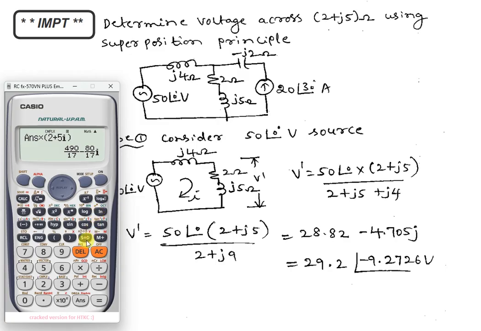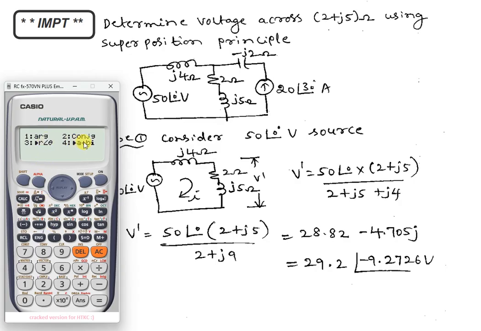Click the SD button. It is 28.82 minus 4.70 I, as you can see on the screen also. That means I means J. You have to keep the answer in both rectangular as well as polar. To get the answer in polar, click shift, complex, and the third option is rectangular to polar. If you want the answer in this format, you have to select the fourth option.